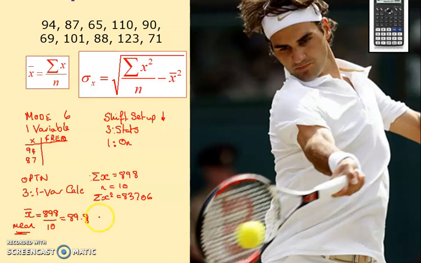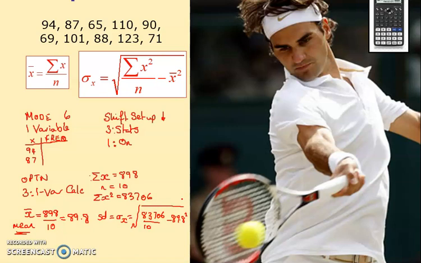And if I want the standard deviation, that symbol is sigma x. And again, it says it on the calculator, but we'll do the calculation. It says sigma x squared, which I've just written down as 83706. It says divide by 10, because that's what n is, and then take away x bar squared. Now x bar is 89.8, so I've got to do 89.8 squared. So I'm going to do that now on my calculator.